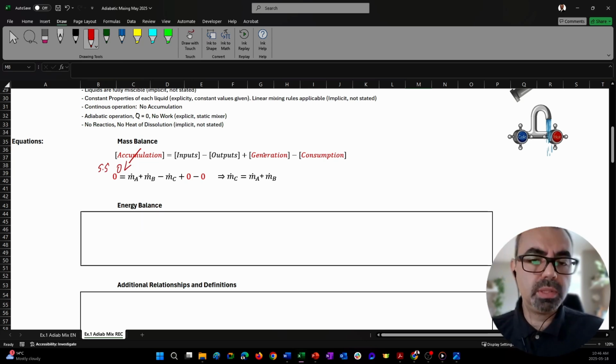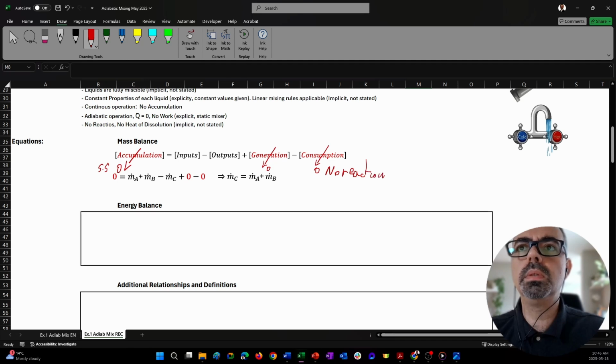Now next, for the terms of generation and consumption, we are clearly told that there are no reactions of any kind. So these two numbers are zero, since no reactions. Okay. Then this converts the equation into the simplified form, which just has the summation of the two inlets, A and B, and the outlet stream C. And that's it for this simple mass balance in steady state.